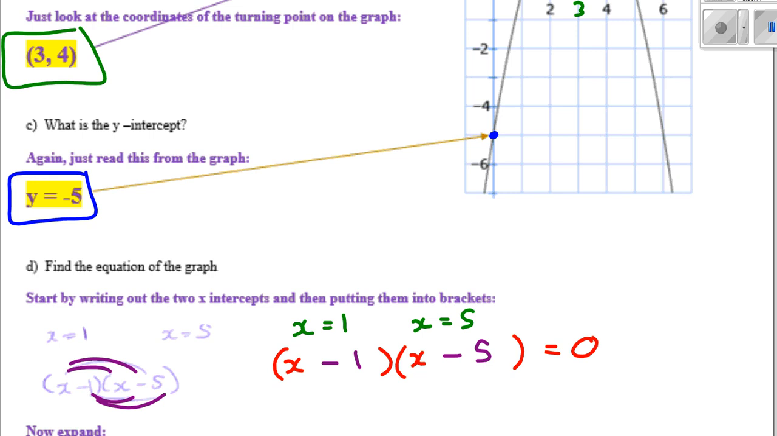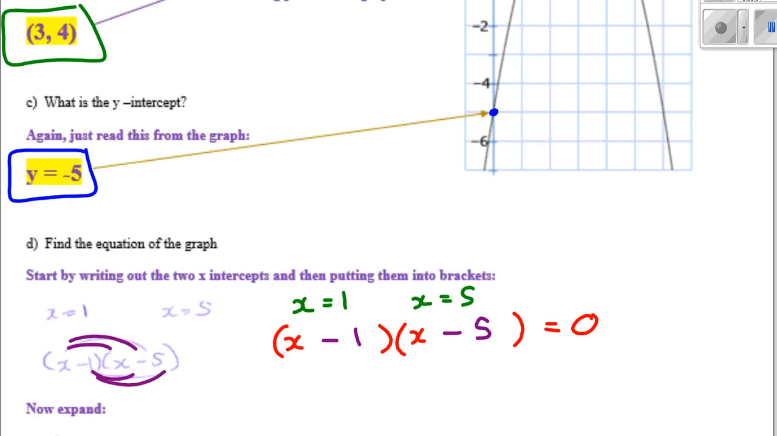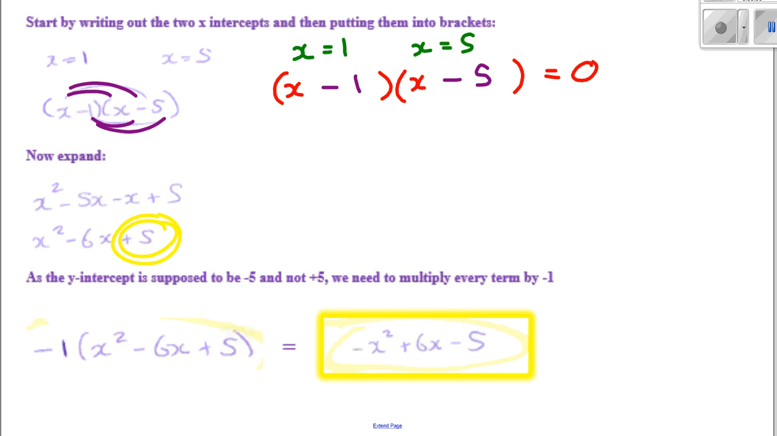Maybe you needed to multiply everything by a number. Like if we got 5 in this part here, and the y-intercept was meant to be 10, that tells me I should double every term. So I should multiply the entire thing by 2 to make it 2x squared minus 12x plus 10. But because it's not 10 in this case, it's -5, to make it -5 we need to multiply every term by -1. So see what I did here? I just put -1 out the front, and then for the final answer, expand it all in, and you would get this answer here on the side.